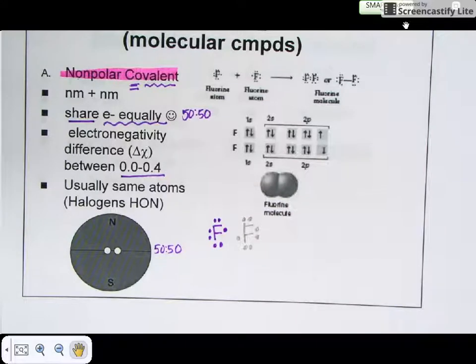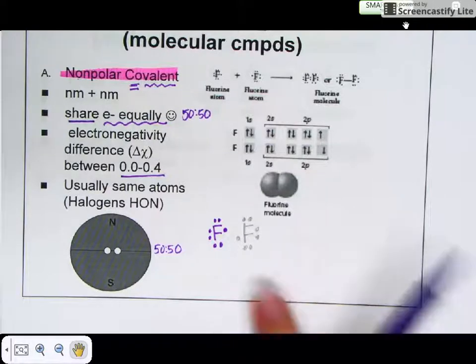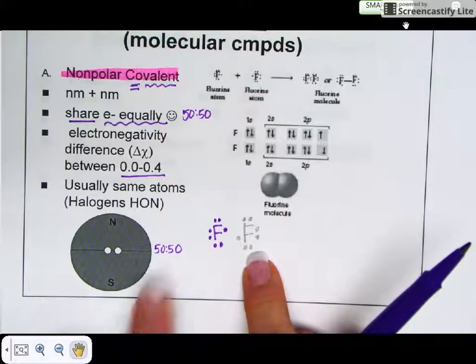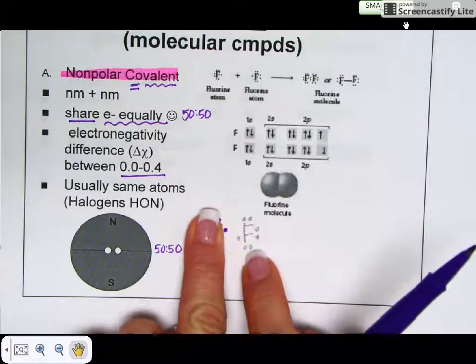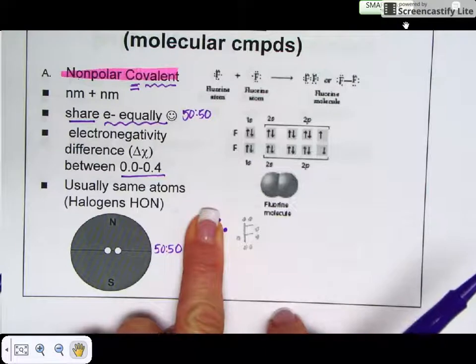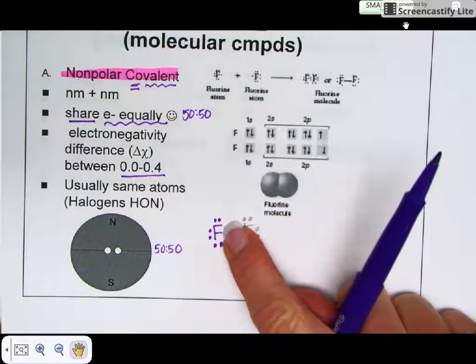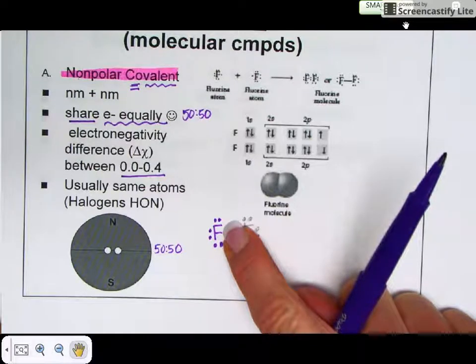Keep in mind, every element wants 8, or they want to be like a noble gas. It wouldn't really do any good for one of the fluorines to give the other its valence electron. Because if this purple one gave one to the fluorine on the right, that would certainly make that fluorine happy because that would give it 8. But if the first purple fluorine gave away one of its valence electrons, that would leave it with only 6, and that would make it not stable at all.